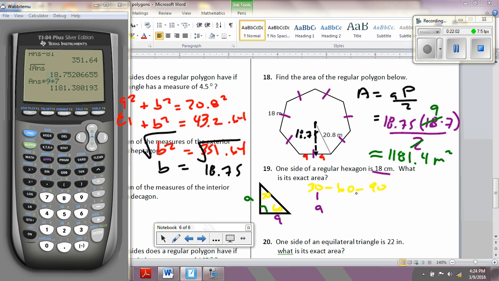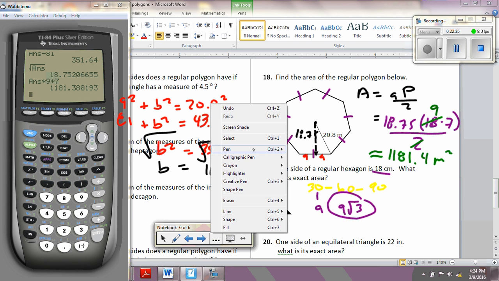And then always to remember, across from 60 is always whatever's across from 30, which is 9, and then square root of 3. So that means our apothem is 9 square root of 3. So if you can keep that in mind, you should not go wrong. It's always like that. This is the pattern. Make sure you maintain the pattern's consistency. So again, our apothem is 9 square root of 3.